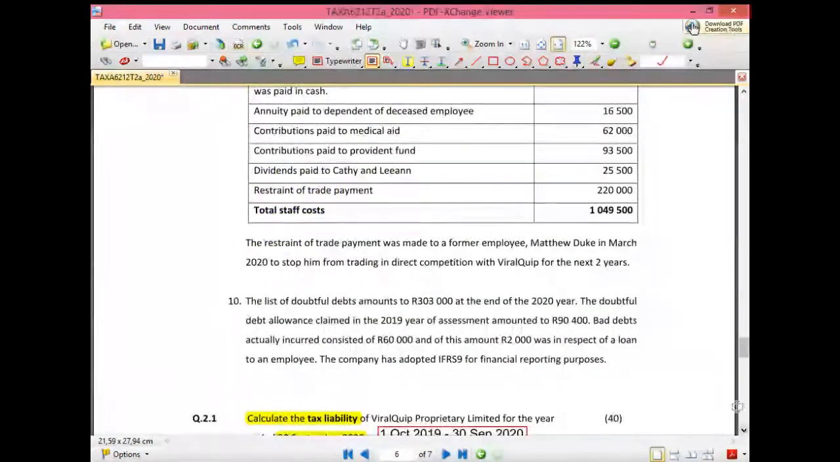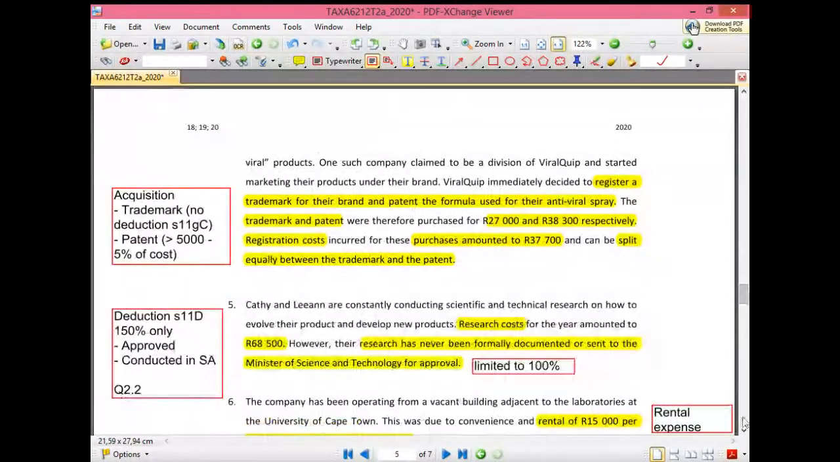Okay, we are almost done. I'm just going to read the last 2 points and then we're going to take a 10-minute break and then continue, okay?